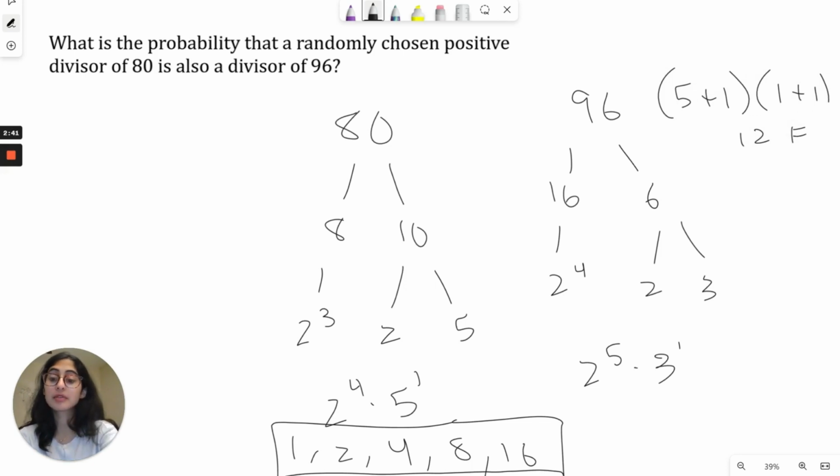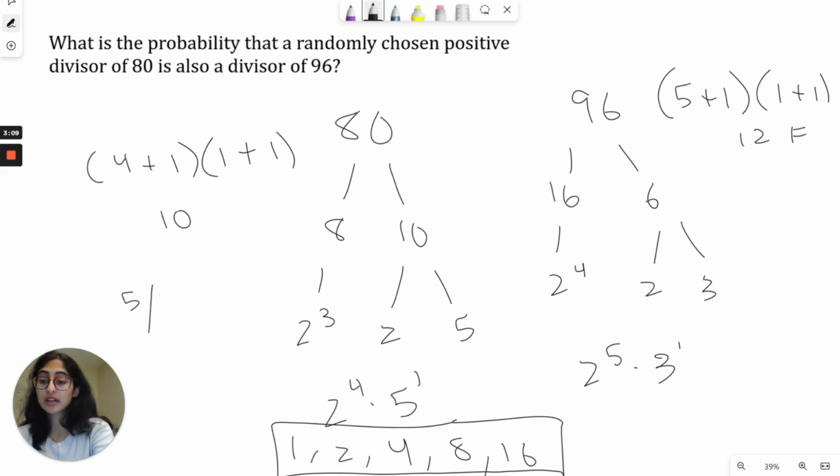And the number of factors of 80 would be 4 plus 1, because it's 2 to the fourth, times 1 plus 1, because it's 5 to the first. And so we would get 5 times 2, which is equal to 10. So there are 10 total factors, and out of those we can pick 5 that'll be factors of 96. So the probability of randomly picking a factor of 80 that's also a factor of 96 is going to be 5 out of 10, or 1/2.